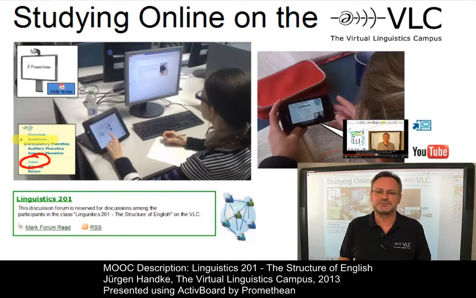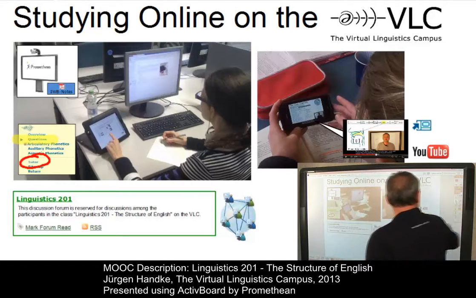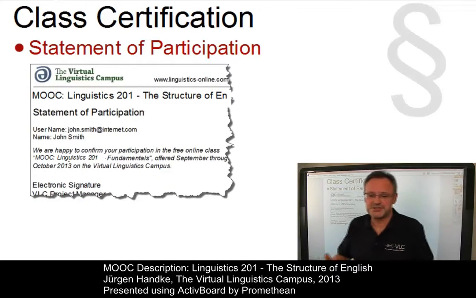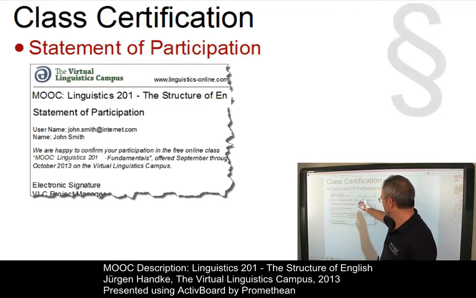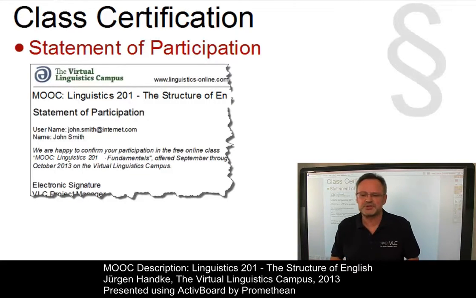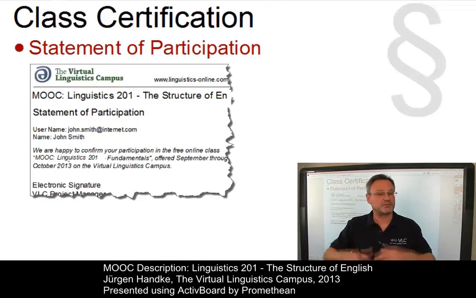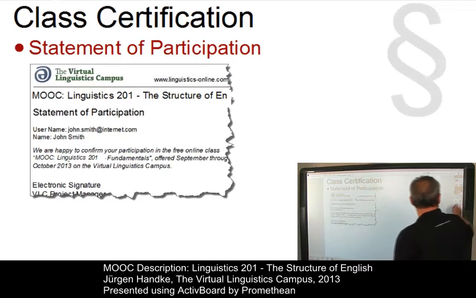Finally, you might want to know what you have to do in order to get a qualified class certificate. Well, certification is simple. As in all our massive open online courses, all participants will receive a certificate for regular and active participation, the so-called Statement of Participation issued by the Virtual Linguistics Campus. You have to regularly participate and you have to submit a few worksheets. If you want more, you have to invest more work and maybe even a small amount of money.